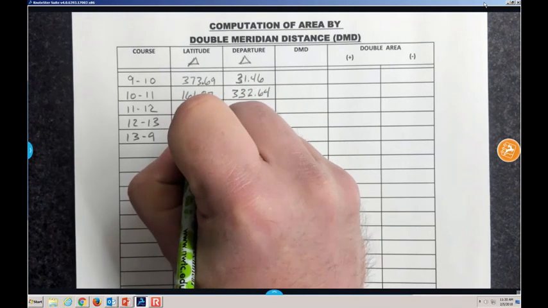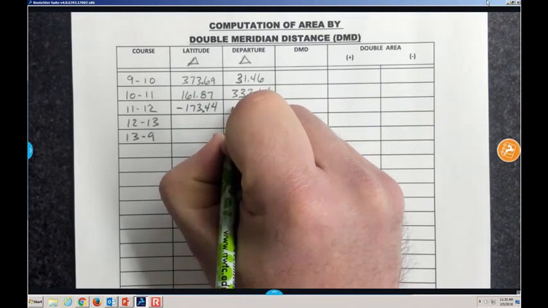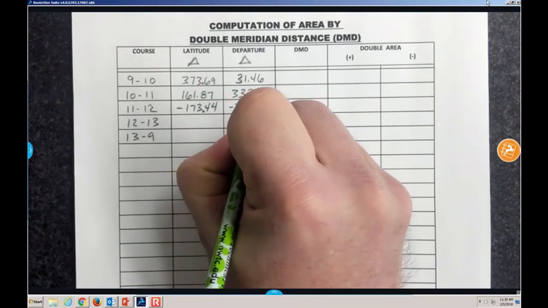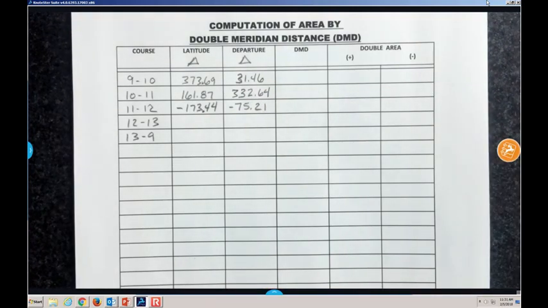How about the change in latitude from 11 to 12? Negative 173.44. Change in departure? Negative 75.21. Okay, they're both negative because we're heading in the southwesterly direction, right? That's a negative direction.